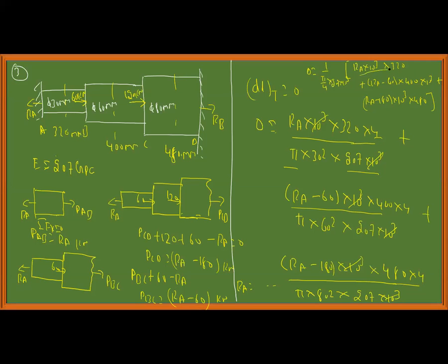Also the denominators are 30 square, 60 square, 80 square. This will be 0. RA into 10 power 3 into 320 divided by 30 square, plus (RA minus 60) into 400 into 10 power 3 by 60 square, plus (RA minus 180) into 10 power 3 into 480 by 80 square.